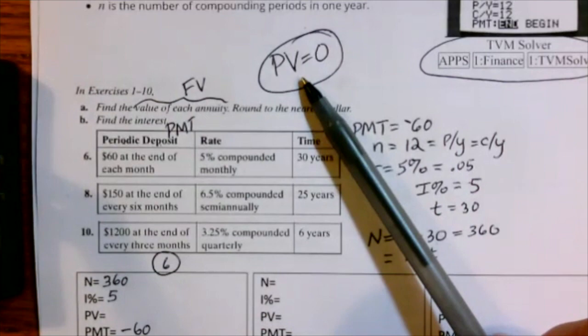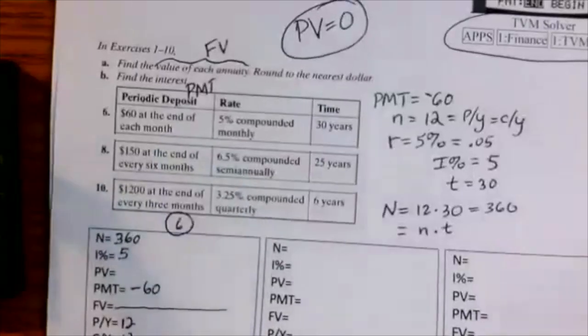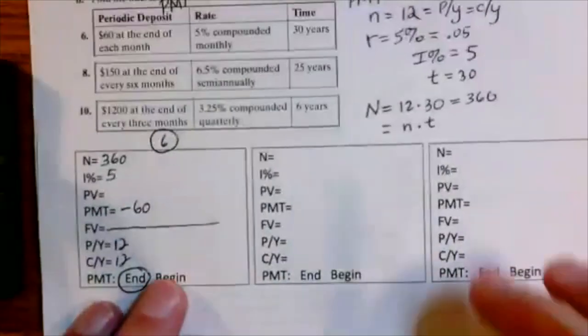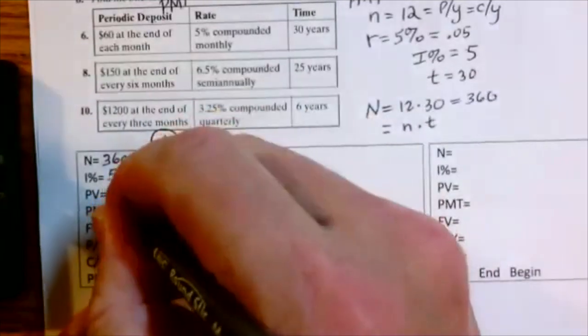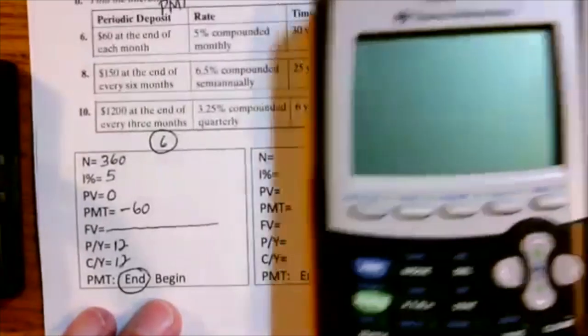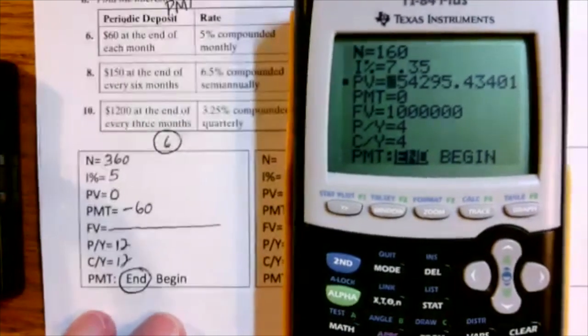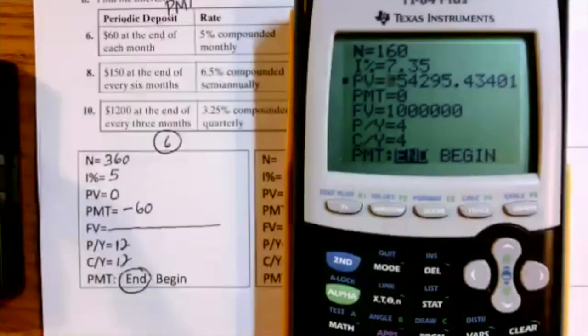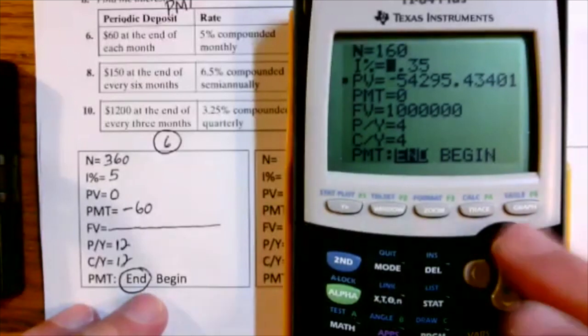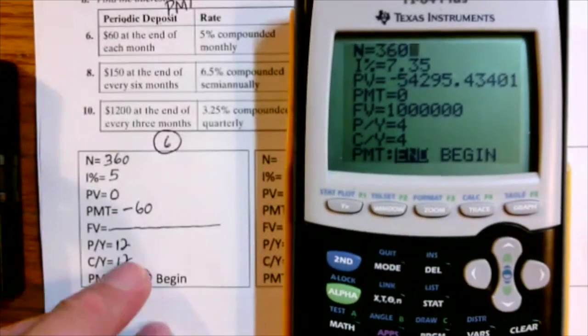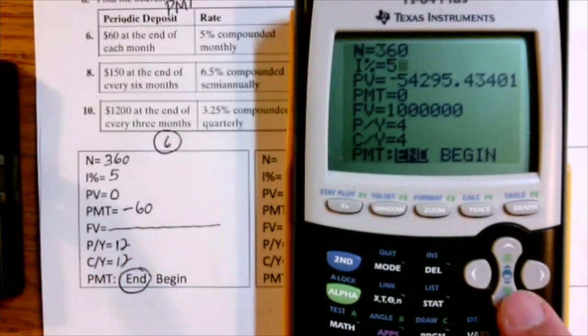The other piece is that the present value should be 0 in these problems. So we're going to put 0 there. And that's what you need. No algebra, it's a matter of finding these values, plugging them in correctly, and then doing an alpha solve on the one that you're missing.